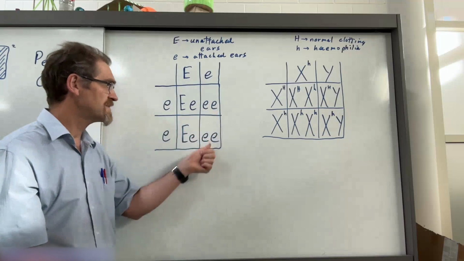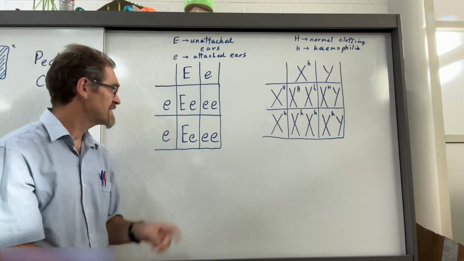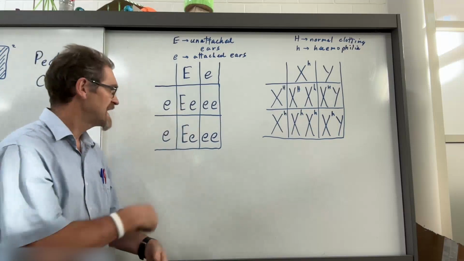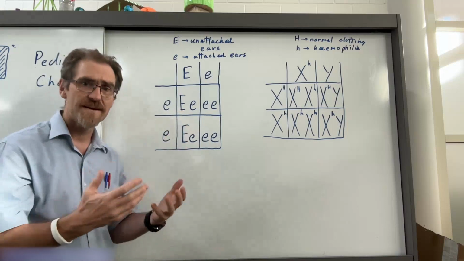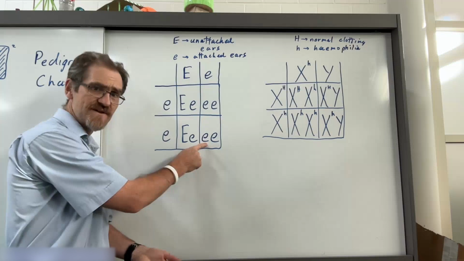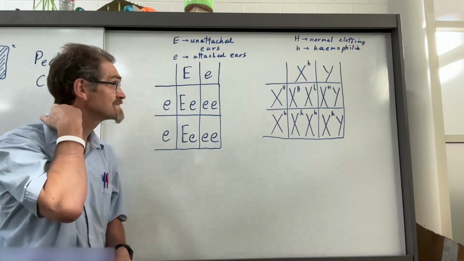Because we see we have two boxes here, which are homozygous recessive, and we have two boxes here, which are heterozygous. Heterozygous individuals will demonstrate the trait of unattached ears. Homozygous recessive individuals will demonstrate the trait of attached ears.